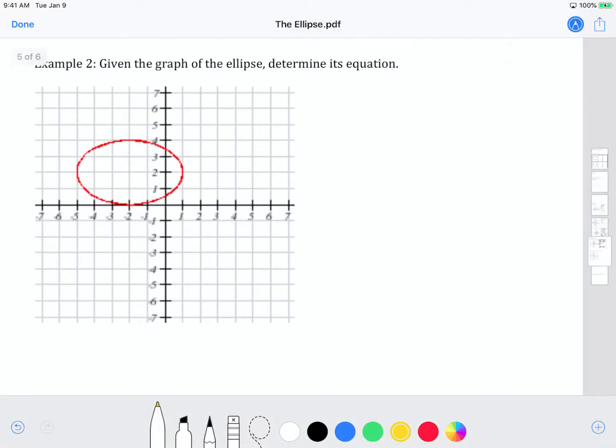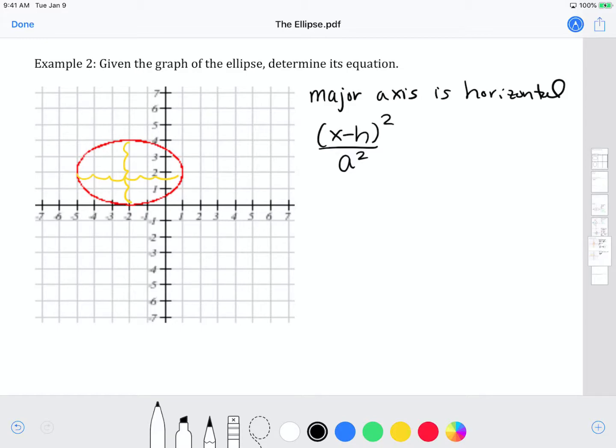In the second example, again, we're going to look to see which way the major axis is running. So 1, 2, 3, 4, 5, 6, or 1, 2, 3, 4. So it looks like in this case, our major axis is horizontal. Which means our value of a, which is going to be the bigger number, is going to be under the x term. So our standard form is going to look like this.